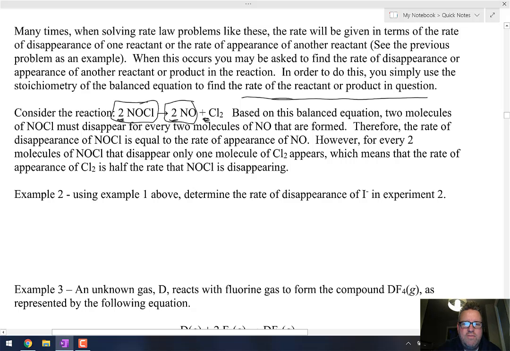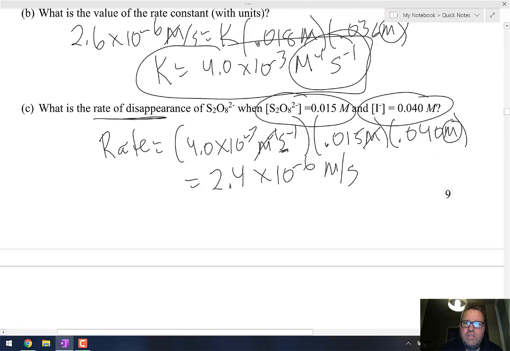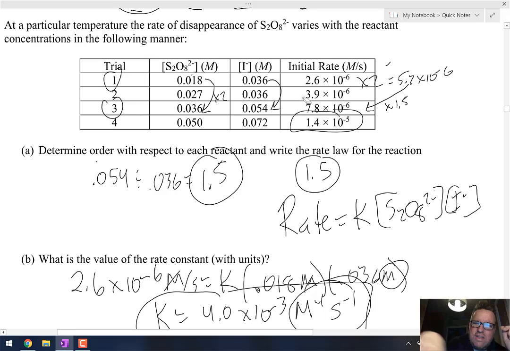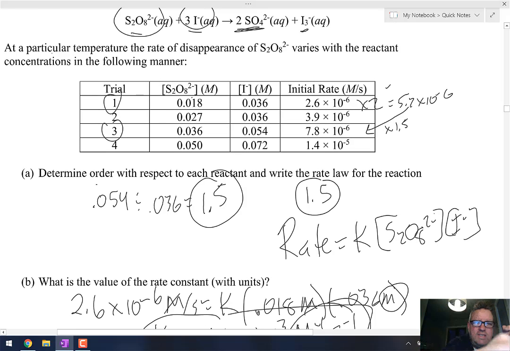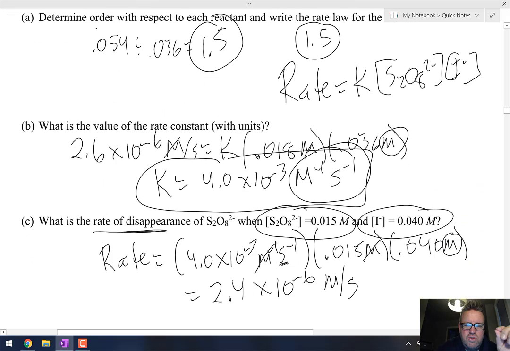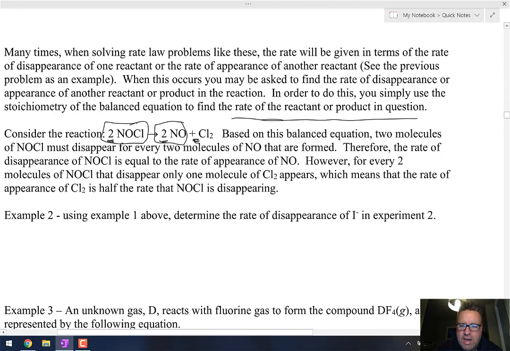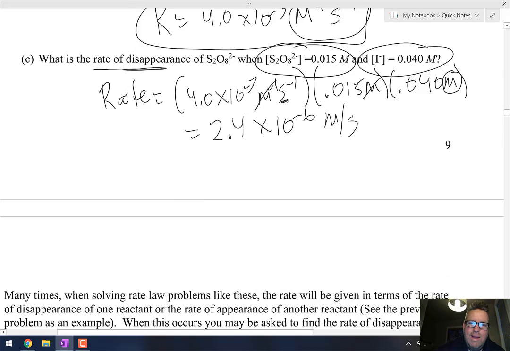Using example 1 above, determine the rate of disappearance of I minus in experiment 2. So in experiment 2, here they do say it. A lot of times they'll have it in the data table, but it says at a particular temperature, the rate of disappearance of S2O8 2 minus. So the rate they're referring to is the rate of disappearance of S2O8 2 minus. We want to determine in experiment 2, or the second trial, what is the rate of disappearance of I minus? So watch how I do this.